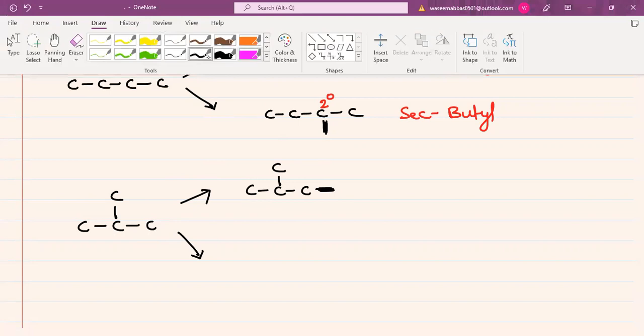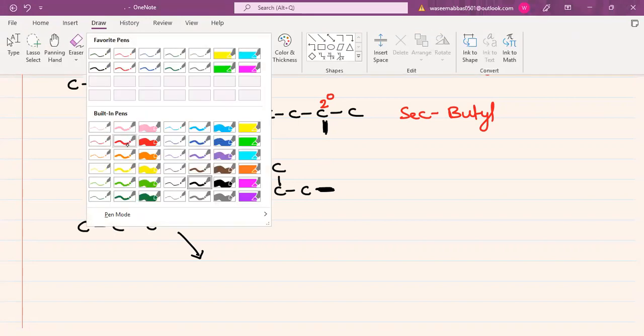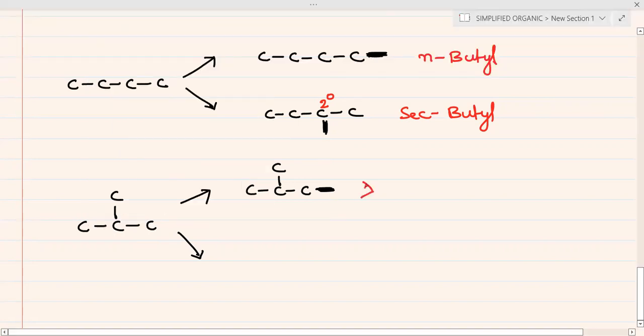If you look at this from this direction, the last but second carbon is having a methyl group, so it is called iso. And in total how many carbons are there? Total 4 carbons are there, so it is called isobutyl. Now I hope you all got a clear idea what iso is.